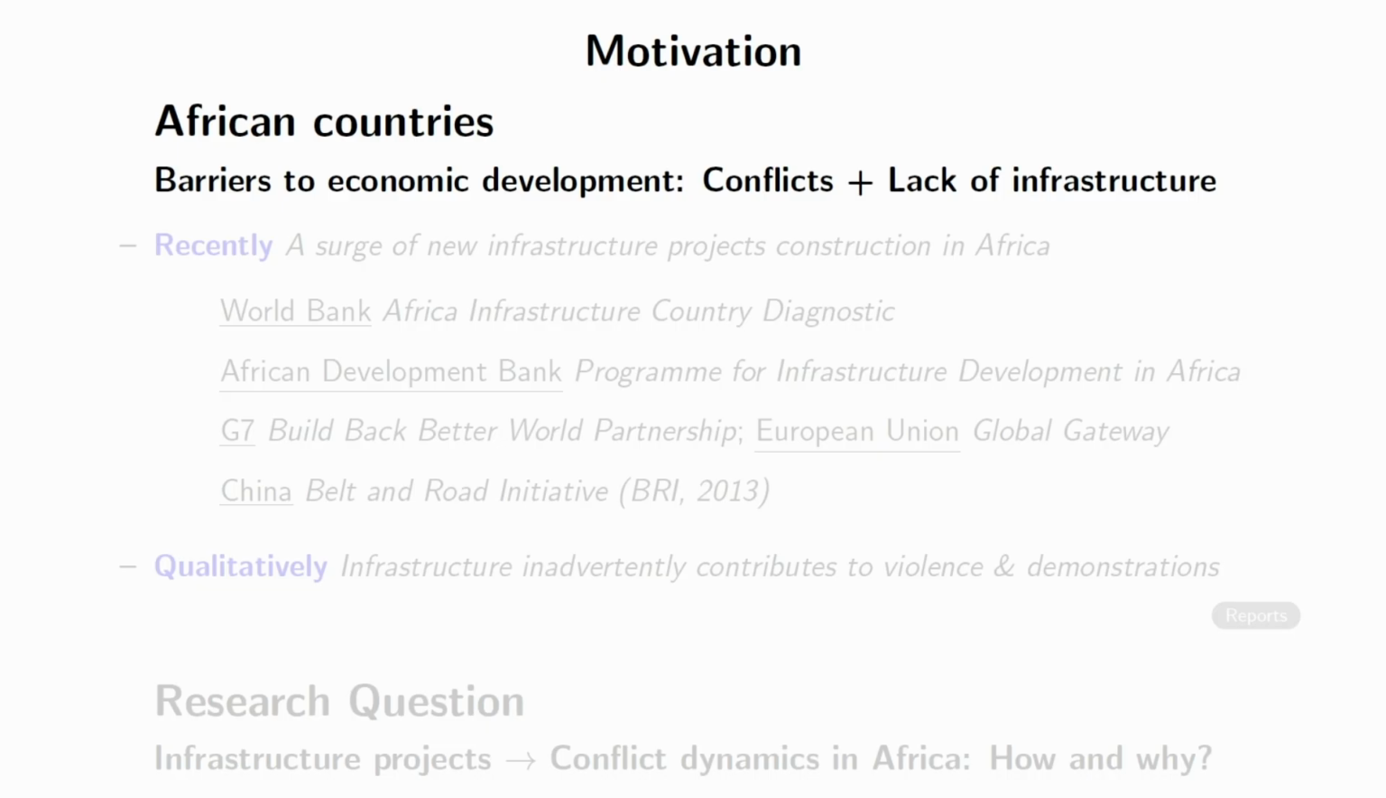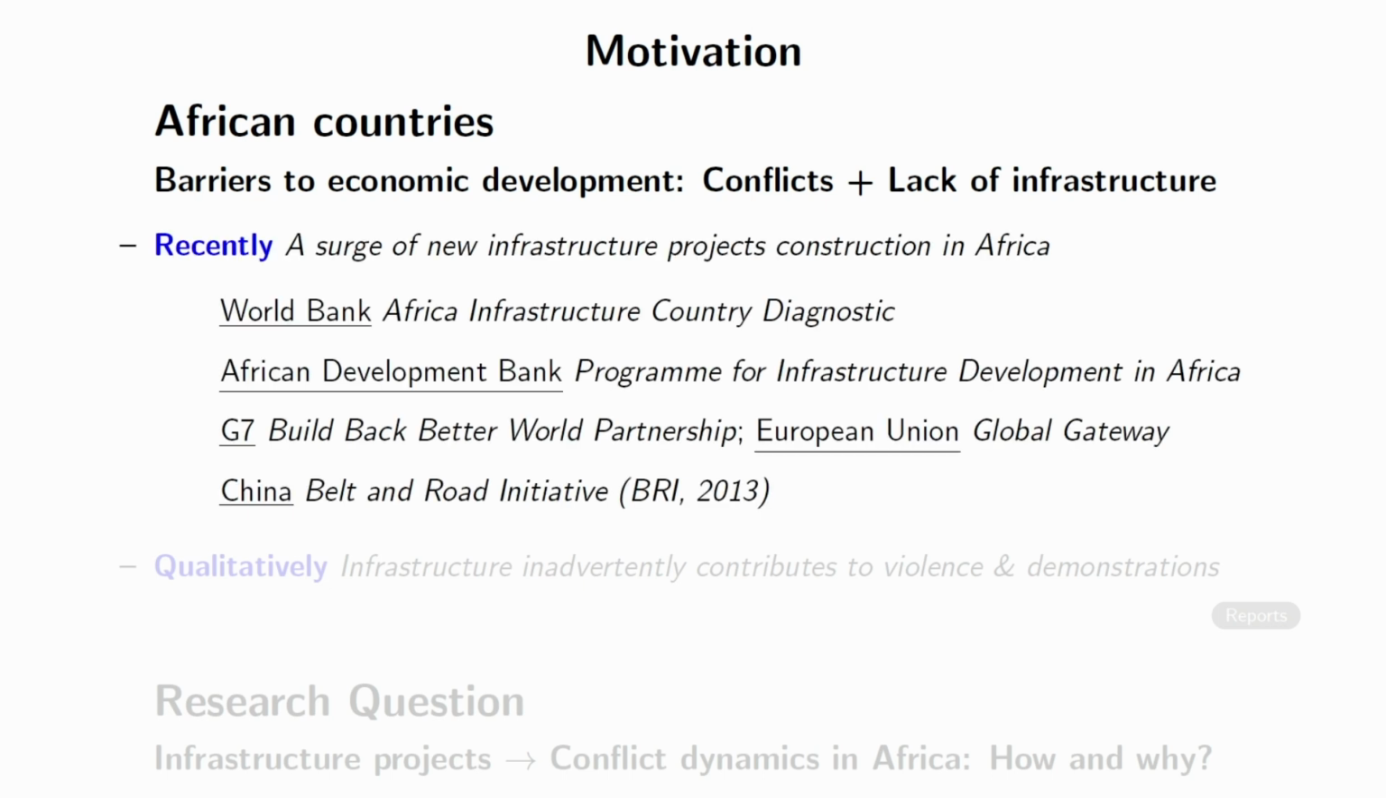African countries. Recent decades have witnessed a surge of infrastructure construction, including by traditional donors like the World Bank and the African Development Bank, new initiatives led by long-term investors, including the EU and G7, and new donors, including China, with its flagship Belt and Road Initiative.